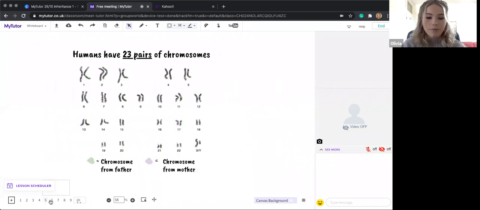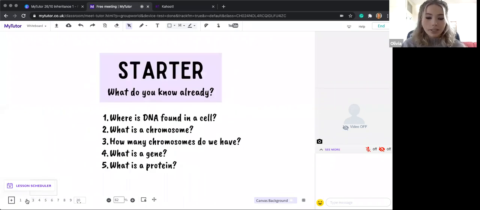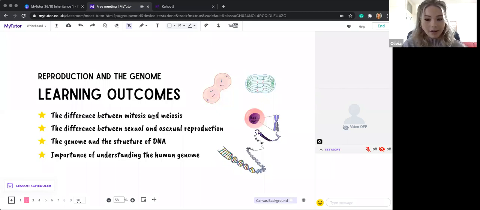So can anyone tell me then, before we get started with this, can you remember what mitosis and meiosis are? Answer it in the chat and I'll see. Because I know the two are very similar. They're both types of cell division, and often people get mixed up. I see we've got a question, what exam board is this? This is for AQA, but it should be fairly similar for all different exam boards.